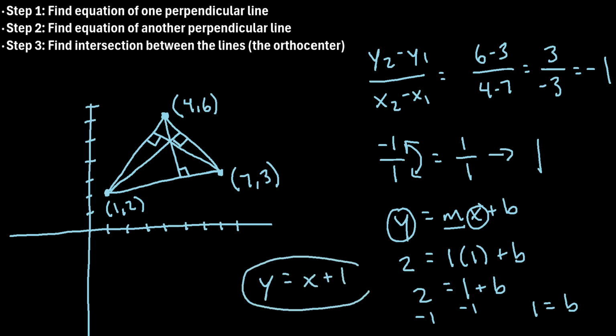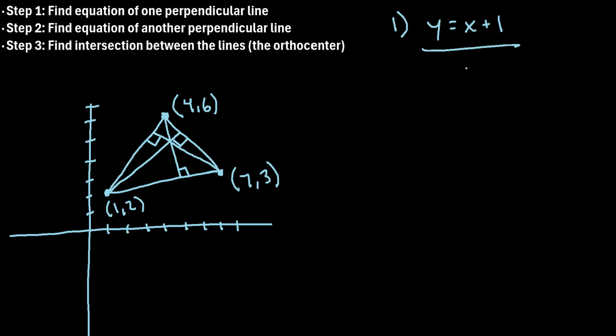So this is our first perpendicular line. So we just completed step 1. I'll make a little room over here. Okay, so here's our first perpendicular line. Now we just have to pick one of the other two sides of the triangle. It doesn't matter which side we pick. So let's just say we pick this side right here.